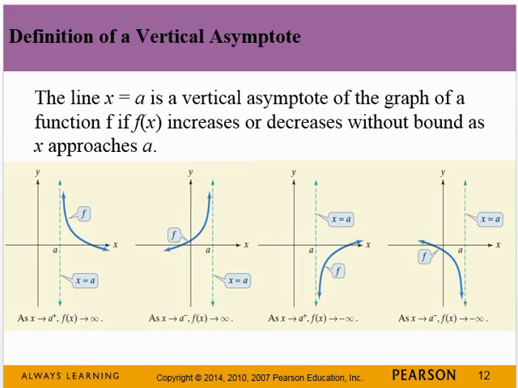So, definition of a vertical asymptote. The line x equals a is a vertical asymptote of the graph of a function f if f of x increases or decreases without bound as x approaches a. So we're going to look at our arrow notation at the bottom.